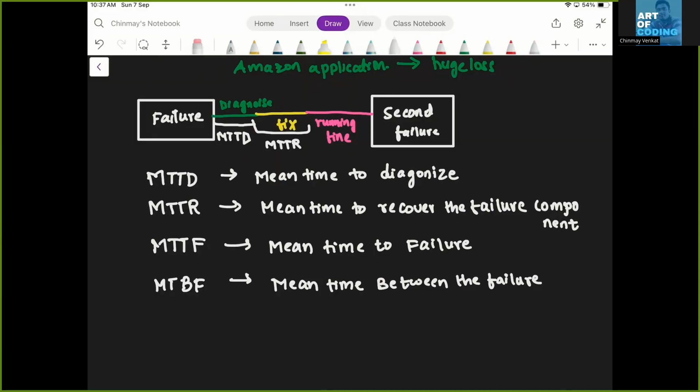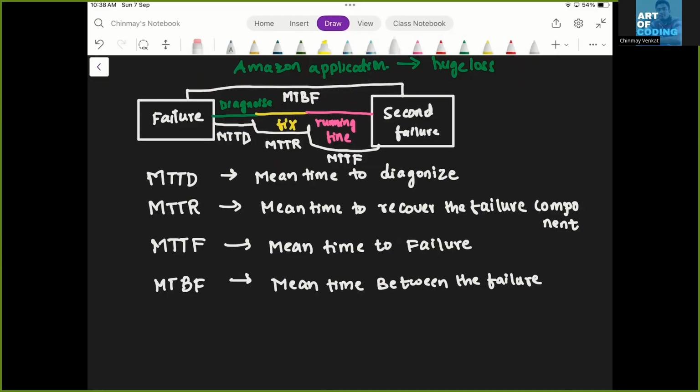Later it will be running fine. Later the second failure will happen. The time taken after fixing the problem until the second failure happens is called MTTF. Now the time taken between the first failure and the second failure is nothing but MTBF. These are the parameters we need to understand. I hope you can understand all these parameters.